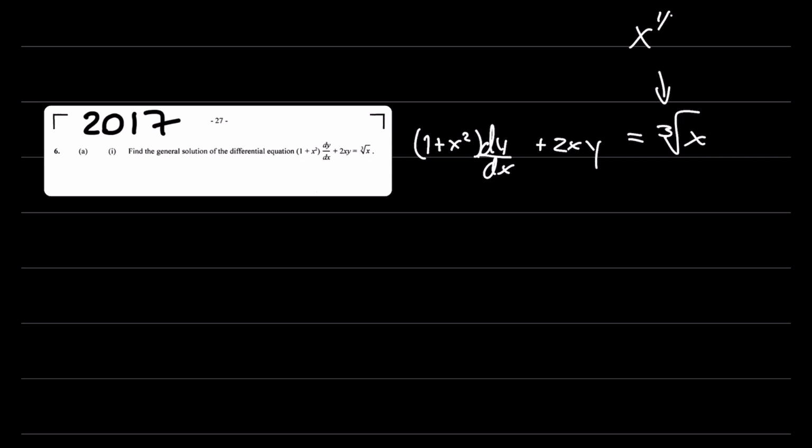to x to the 1 over 3. I just think it looks neater and it's easier to work with. So what we're going to be left with after we divide by 1 plus x squared is dy by dx plus 2x over 1 plus x squared.